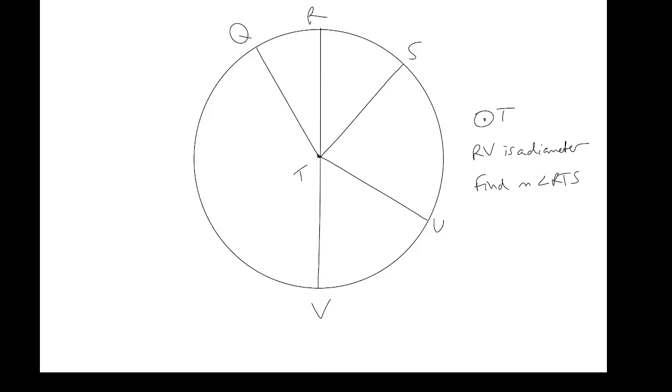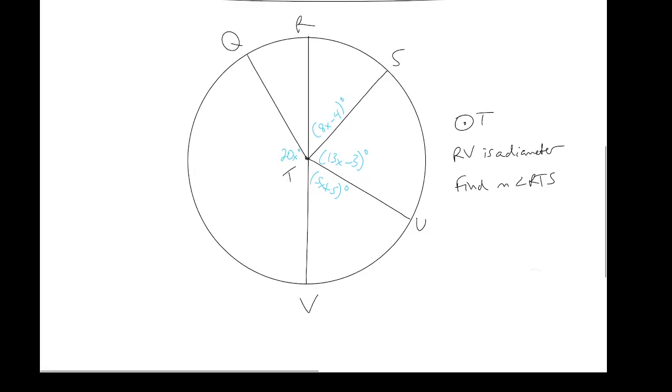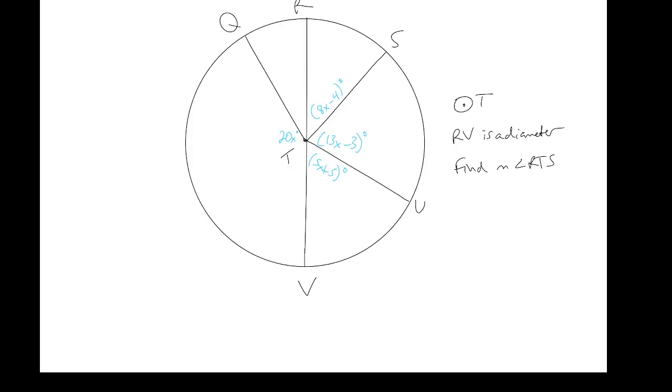Here are our angles. First of all, angle RTS is equal to 8x minus 4 degrees. And we want the actual measurement, right? This guy is 13x minus 3 degrees. And we have 5x plus 5 degrees. And then the last one, QTV, is 20x degrees. Now, how would we solve for the measure of RTS?